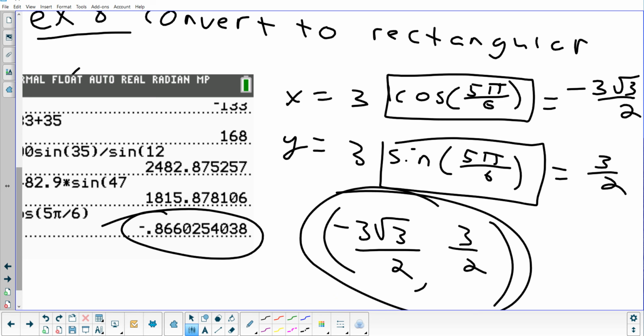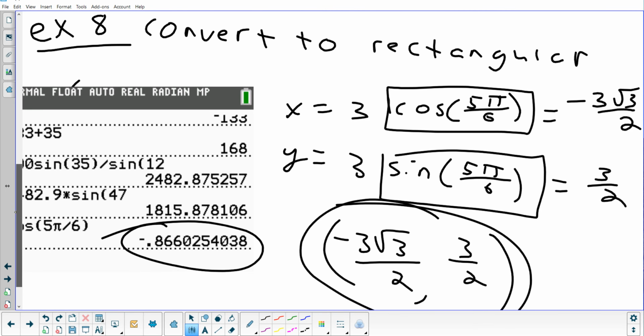And that's how you convert from polar to rectangular as an exact answer. Questions on that one?